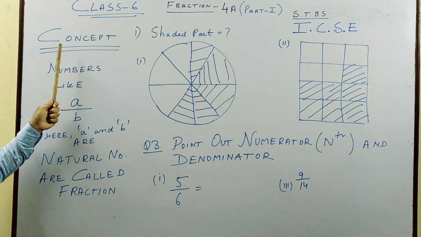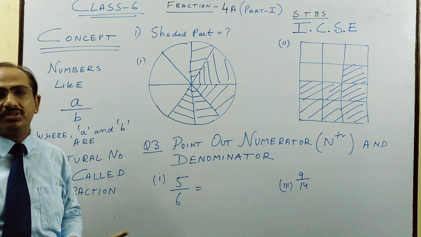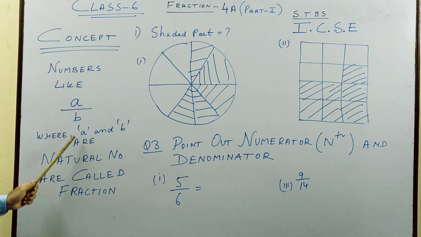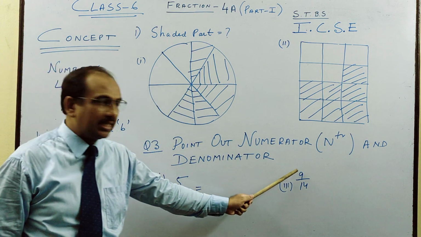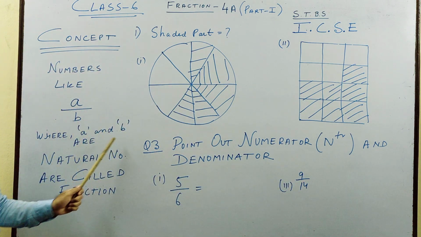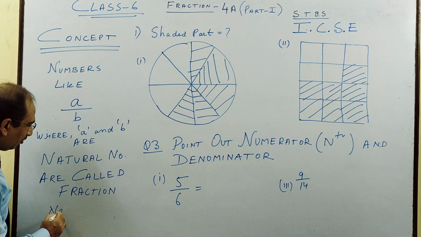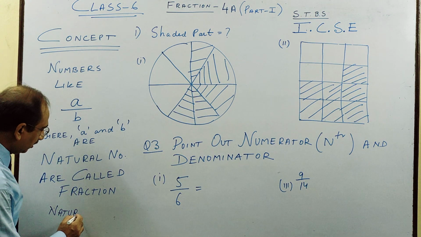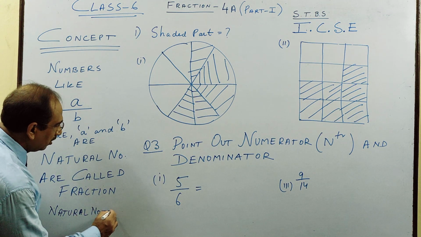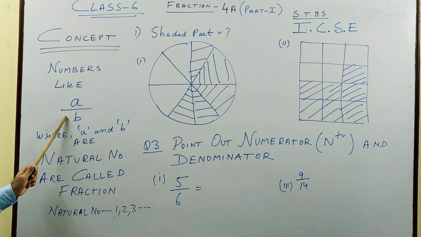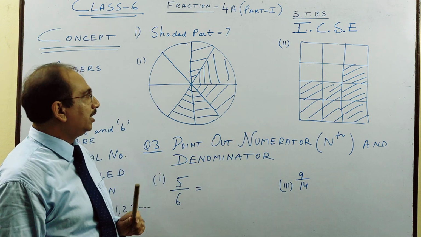So here we start. First I'll tell you what a fraction is, and then 5-6 questions we are going to do. So very first thing, fractions are numbers like a by b, something by something, 5 by 6, 9 by 14, where a and b are natural numbers. I think you know, children, natural numbers are from 1 onward. Natural numbers are 1, 2, 3, 4 like that. So a and b are natural numbers. They are called fractions. So fractions have a numerator and a denominator.